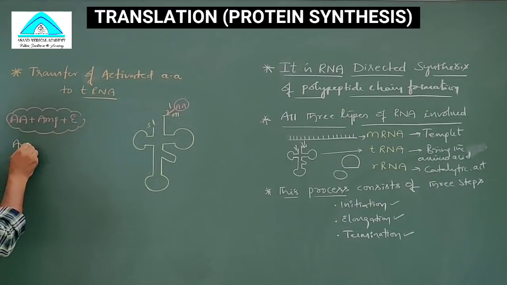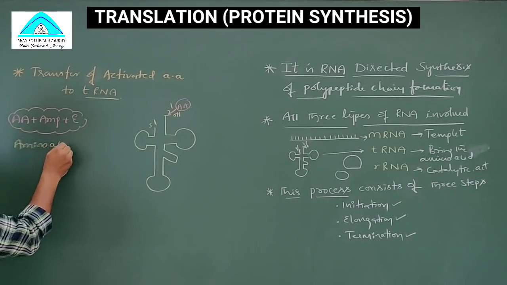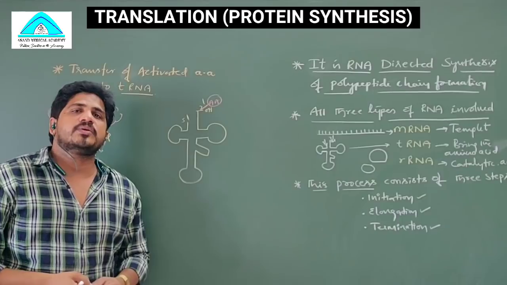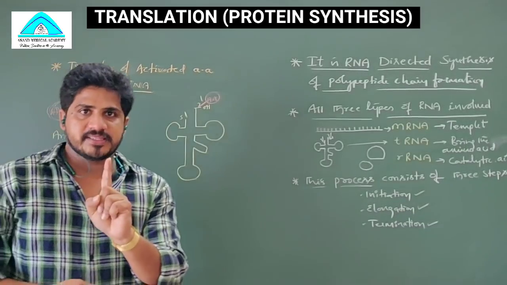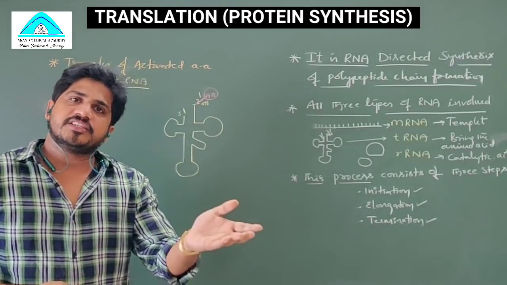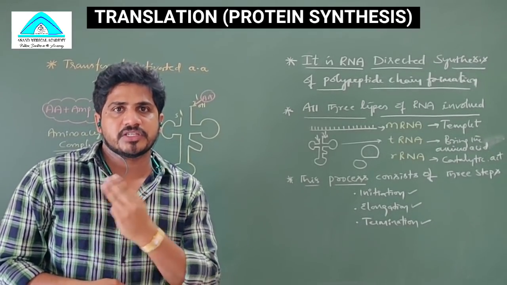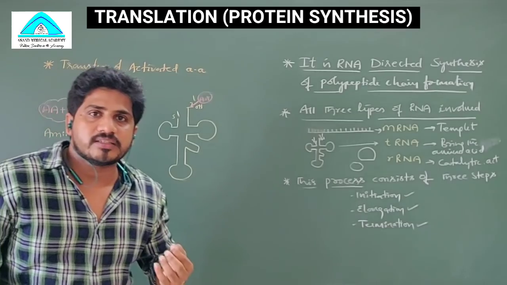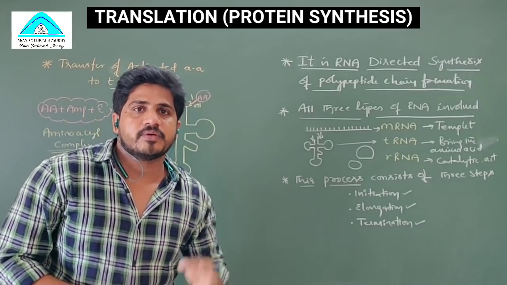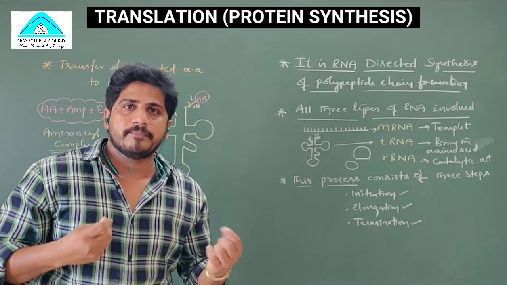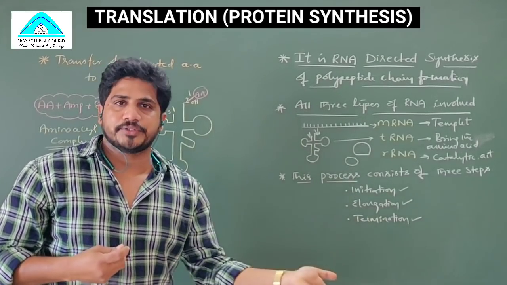It is also called amino acyl complex. Generally, to activate one amino acid, 1 ATP is required. After activation, AMP is coming. ATP means how many phosphates? 3 phosphates. Adenosine, correct. Activated amino acid consists of what? AMP. AMP means what? Adenosine monophosphate. So ATP minus AMP, 3 minus 1 is equal to 2. So 2 phosphates will come out.